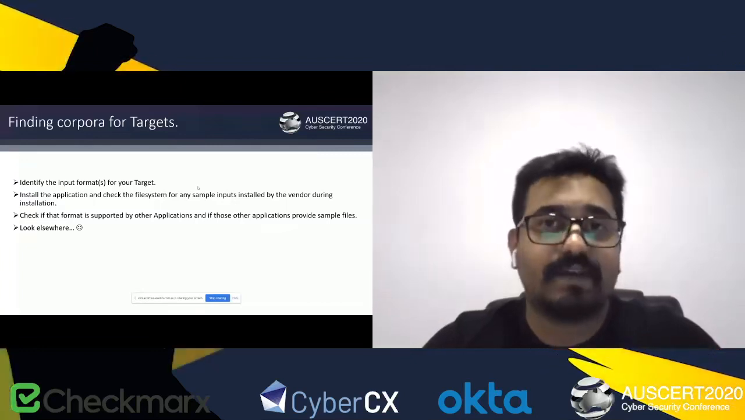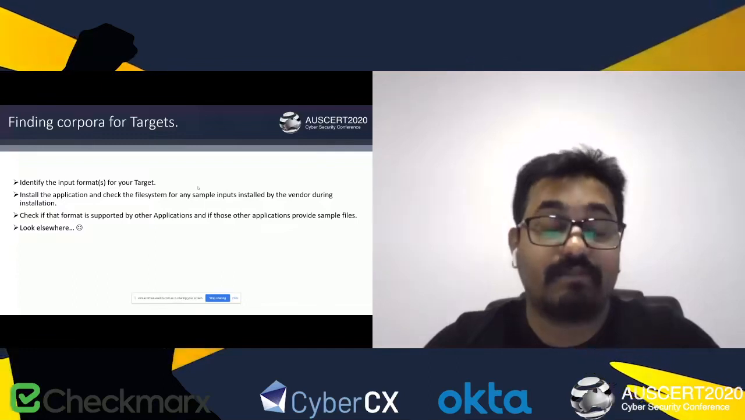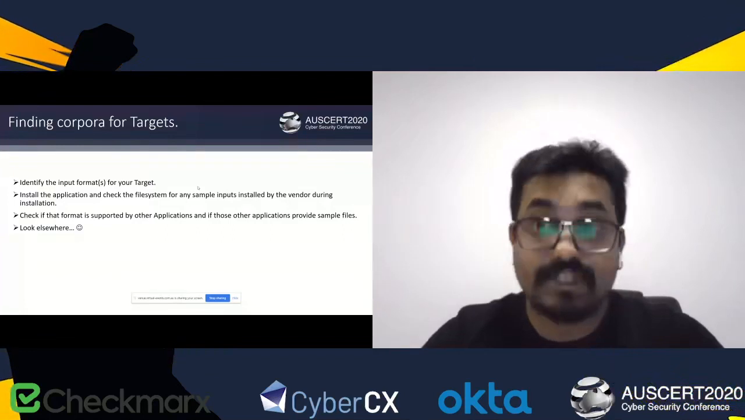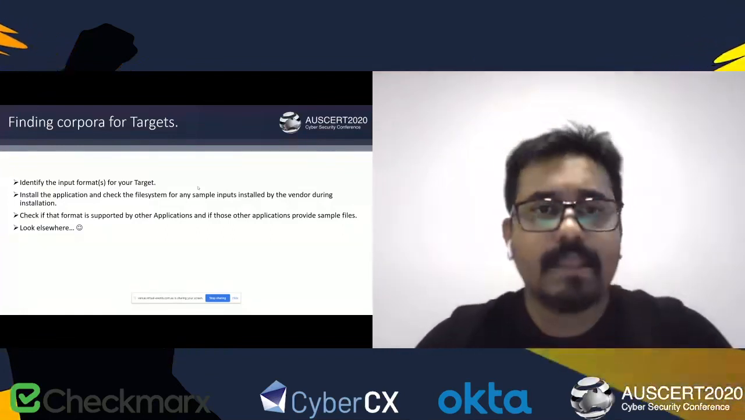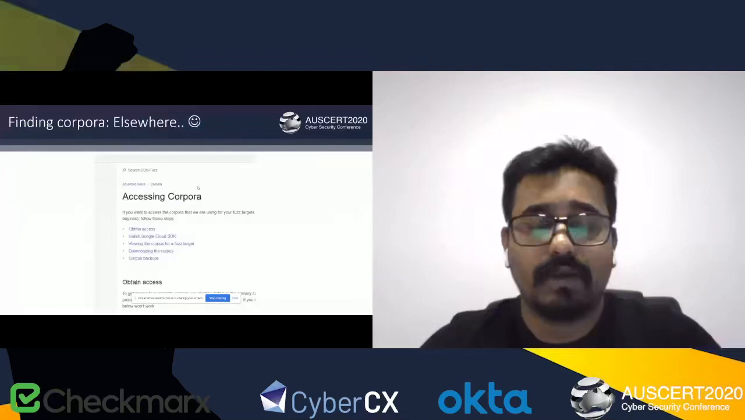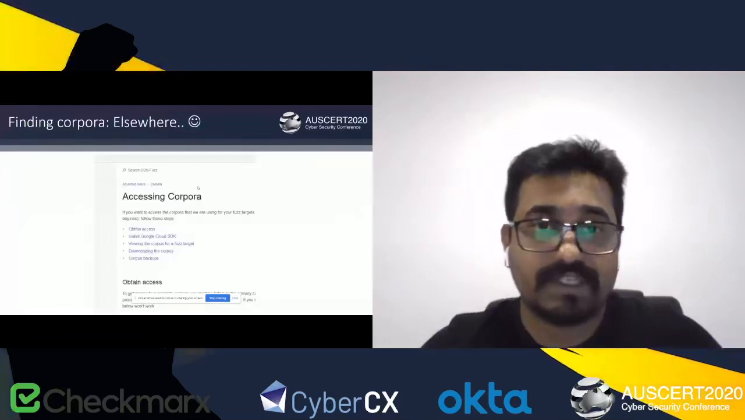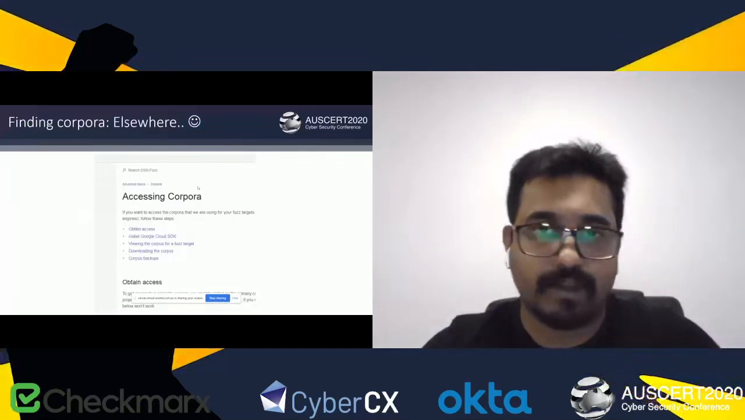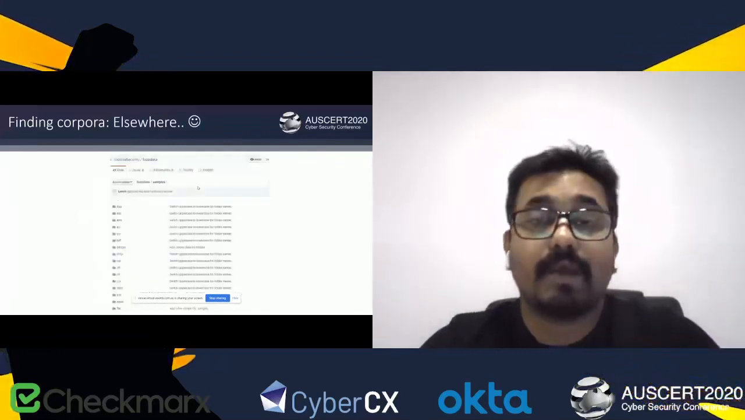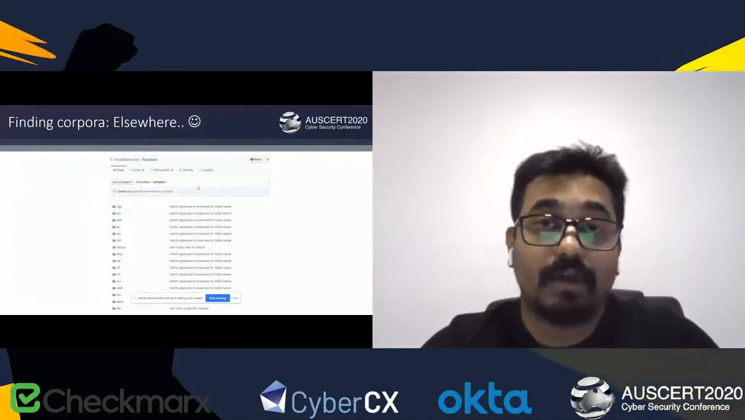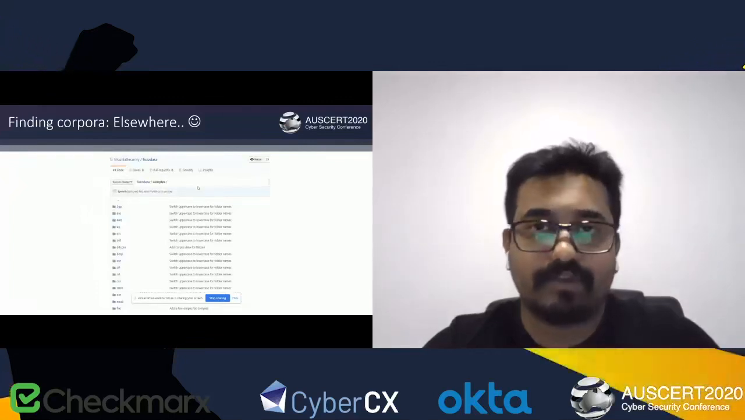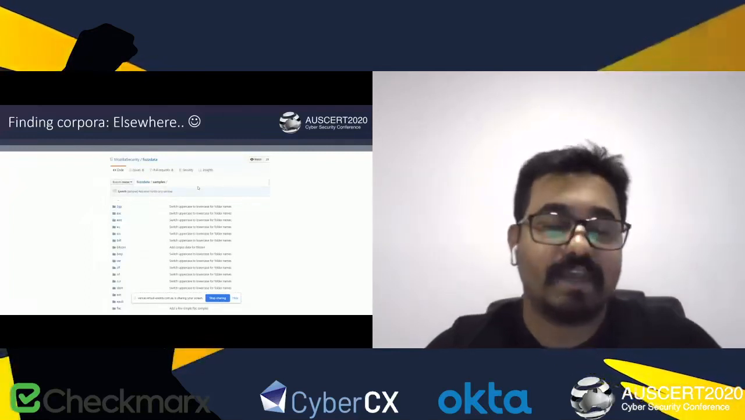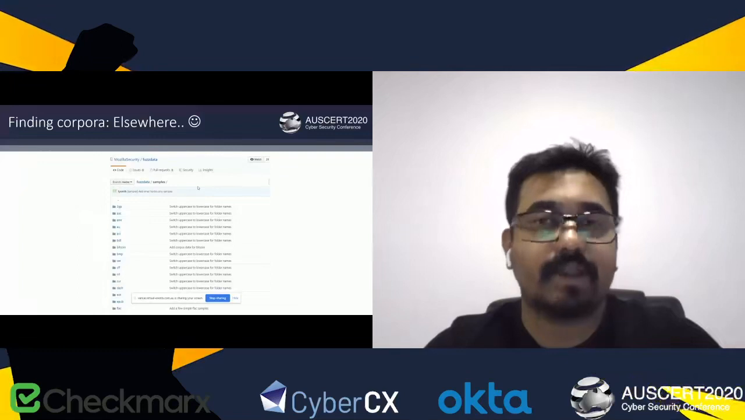If you don't get sample input files from any of these, there are some other ways as well, so we'll look at what those are. This is the Google open source project, OSS files. They provide a corpus that you can download and use. Along with this, you also have corpora on GitHub repositories. This is provided by Mozilla Security, and they provide their own set of corpora which they have developed and generated, and you can use that too.